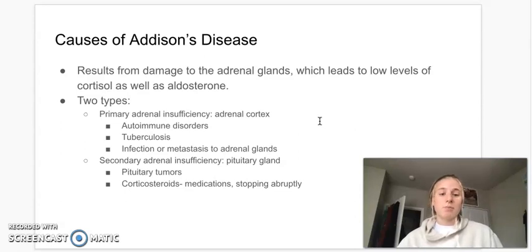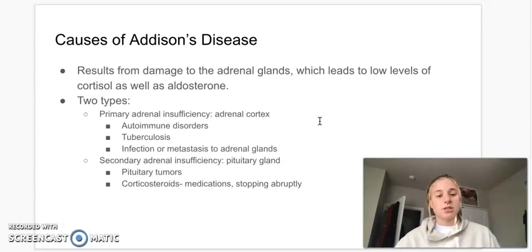There's two types. So the primary adrenal insufficiency, this affects the adrenal cortex. So that's the outer layer of the adrenal glands. And what happens here is it doesn't produce cortisol, so no cortisol is being produced. This can be affected by autoimmune disorders that are going to attack the adrenal gland tissue, thinking it's foreign, tuberculosis, or infection or metastasis of cancer to the adrenal glands.